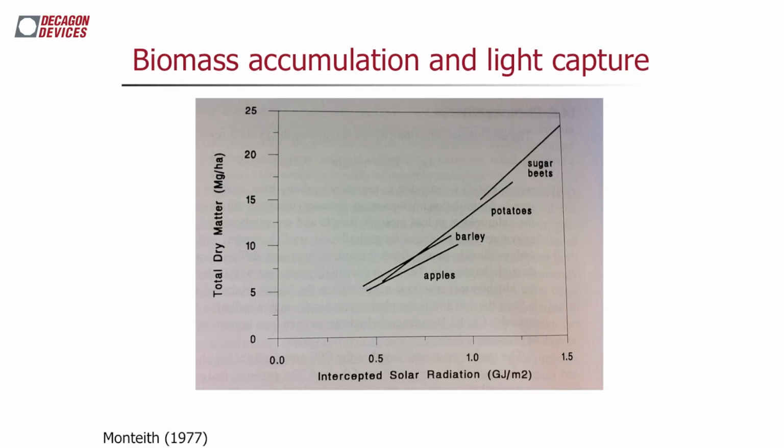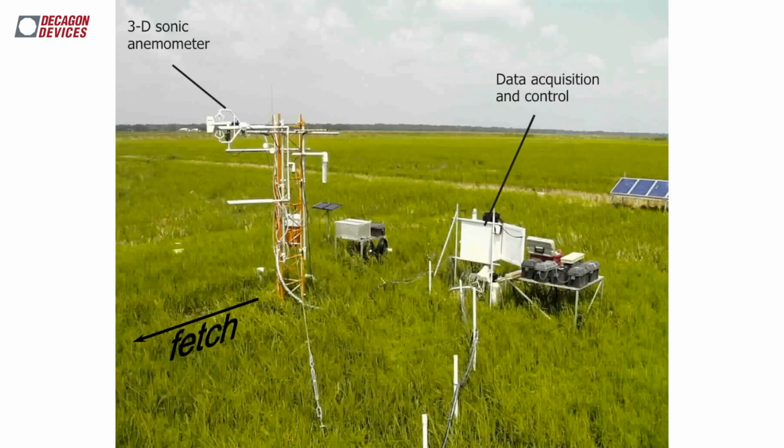But notice here in each of those lines that they're a little bit different. We have apples, barley, potato, sugar beets. The slope of each one of those lines is a little bit different. And the slope of that line is the radiation use efficiency. So tuck that in the back of your mind. We're going to talk about that in a few minutes, but that's what that is, and it's a little different for each crop. Now, does it differ through the season? Well, I'll let you be the judge when we get to a little bit of rice data here in a moment.